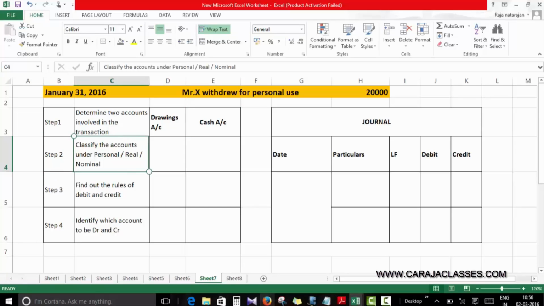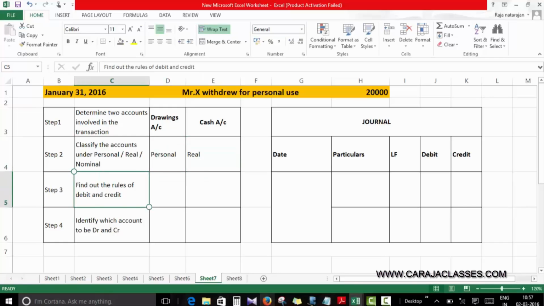Step 2, we have to classify the accounts under personal, real, nominal. This drawing account basically represents the money that is taken by Mr. X, the proprietor. So it is a personal account. And cash account, we know that comes under real account classification.